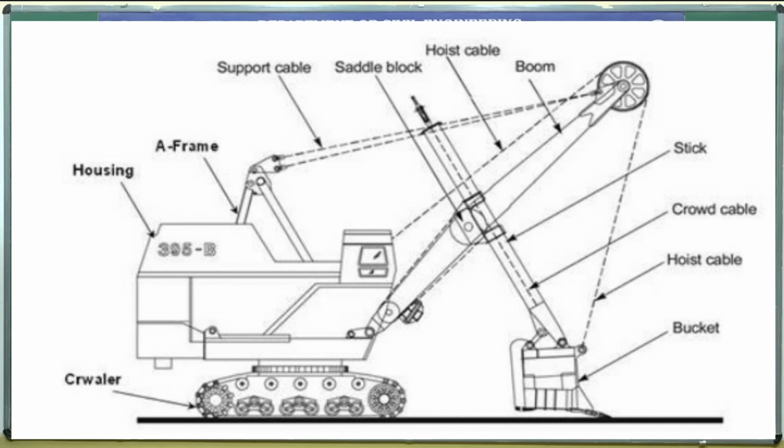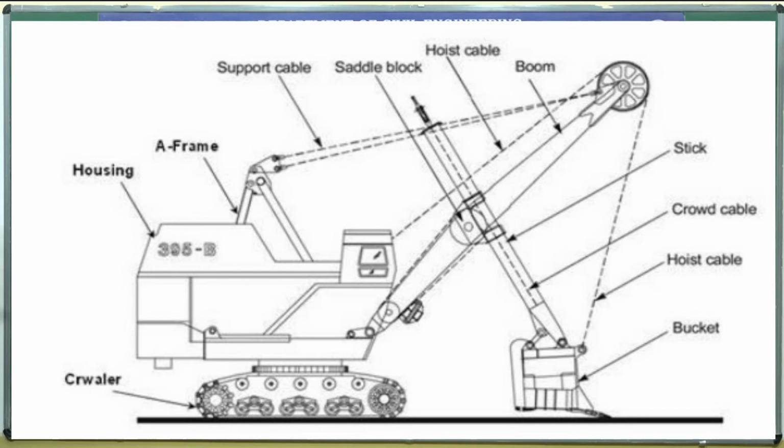And what are the factors controlling this production? The production of a power shovel can be controlled by the following factors, that is, class of material. That means to say, what is the type of material available? Depending on that material, the productivity will depend.